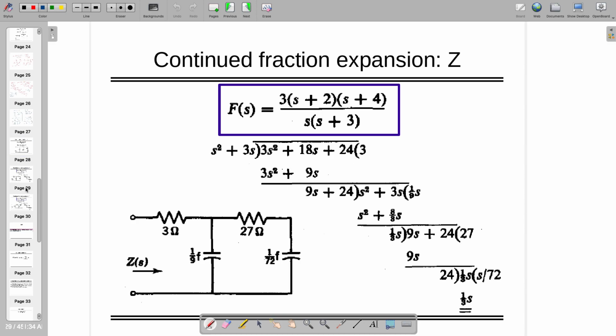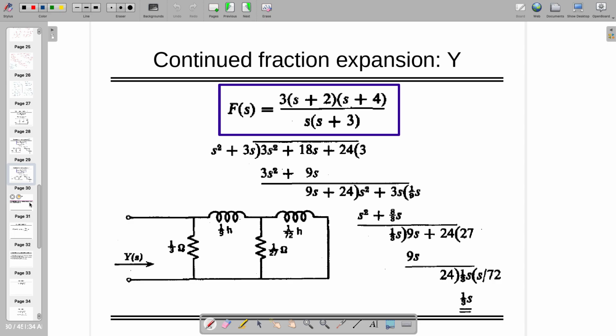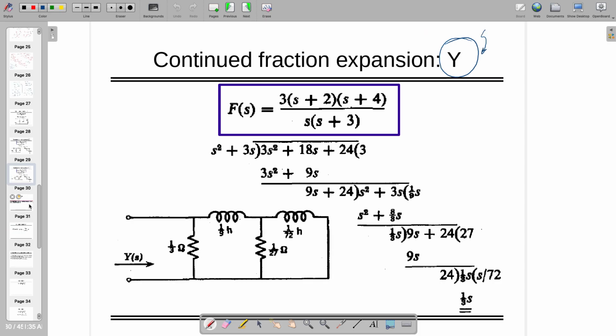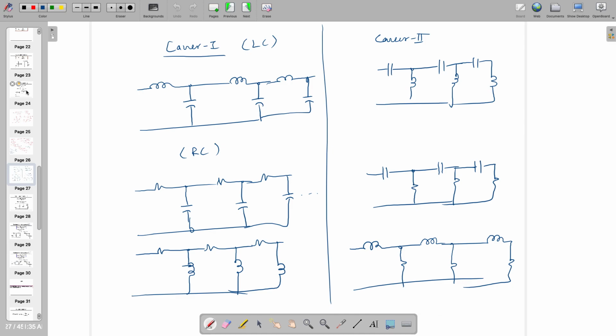So here the expansion has been done with the fact that this is impedance. In the book, they have done it by considering that as Y. In one case they are considering Z, and in one case Y. So both the results will be different. The procedure is the same, but results will be different. But this does not have any name. Unfortunately, coil 1 and coil 2 are defined with these circuits.